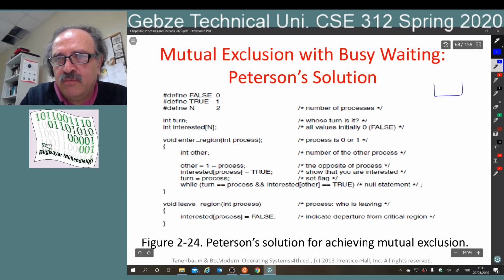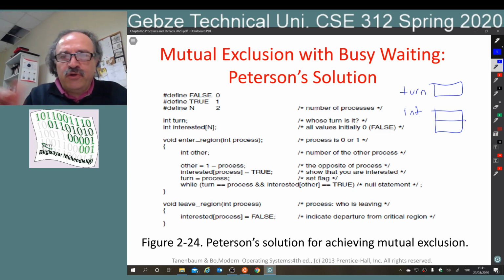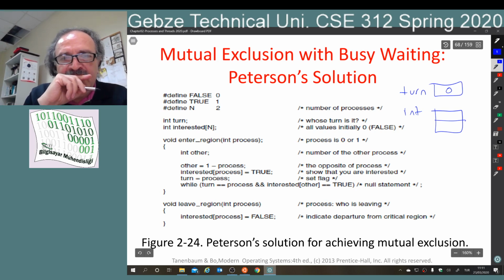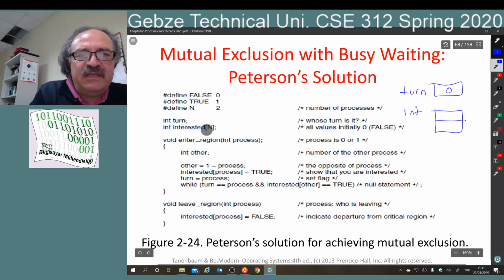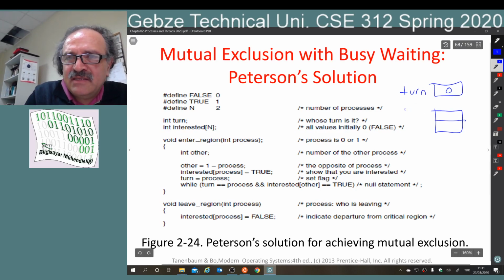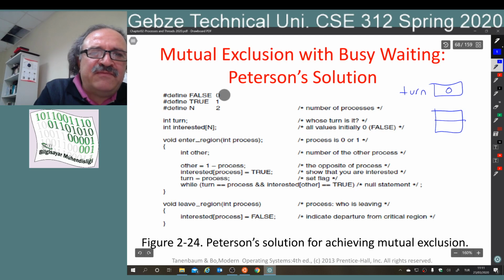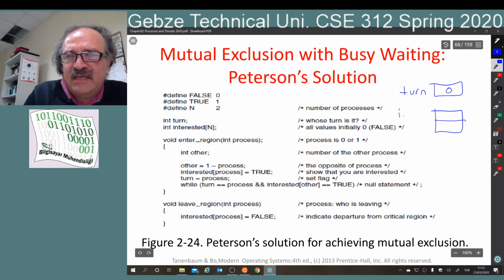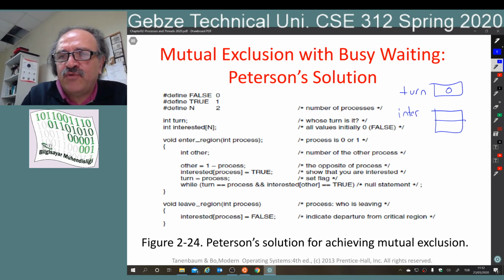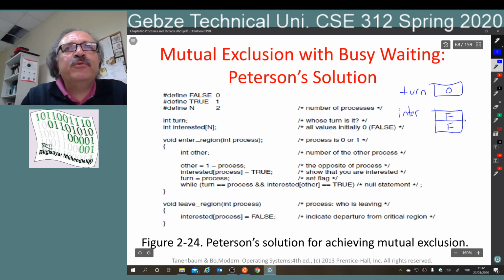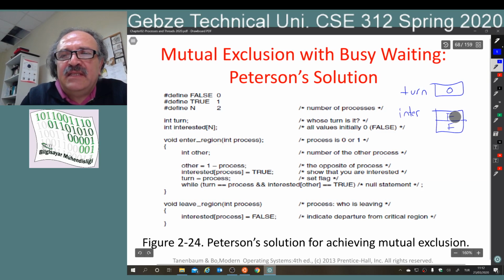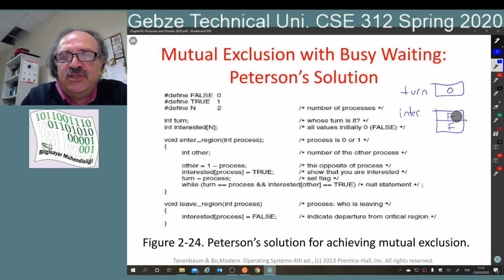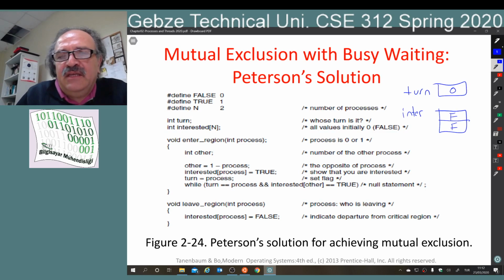Let's say in my global memory, there is a turn and there is this interested array. At the beginning, turn is 0. And interested is actually a Boolean. Let's make this a Boolean, okay? Read this as Boolean, since 0 is false and true is 1. At the beginning, interested is both false. If I put a true in this slot, that means that I am interested in entering the region. And if I put an F, that means that I am not interested.